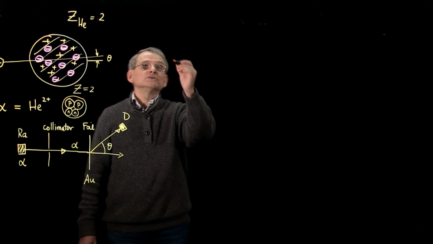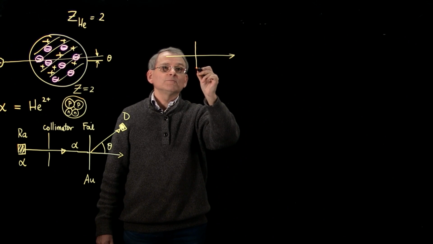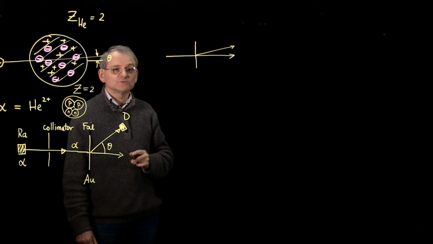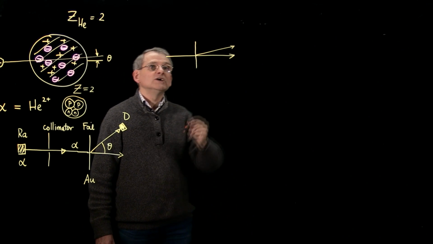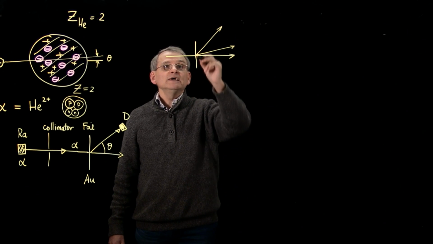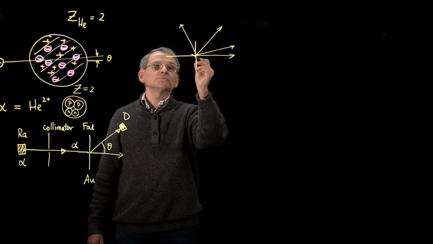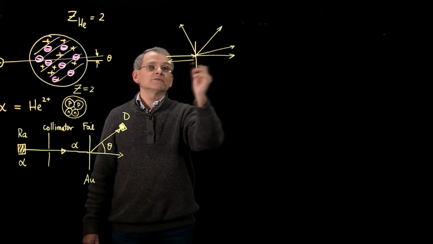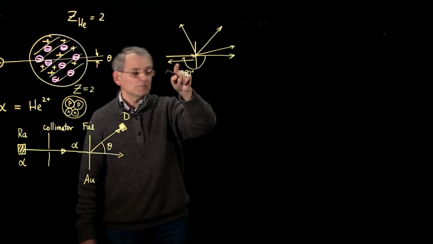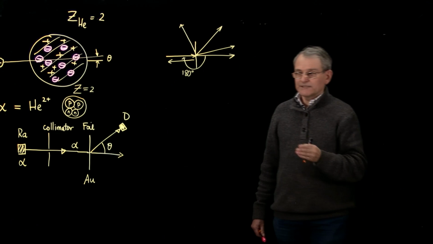And what he found was something quite remarkable. He found that, sure enough, some of the alpha particles went through. So here's our foil. But some were deflected through small angles. Well, of course, that's what the Thomson plum pudding model would have you believe. But surprisingly, some were deflected through larger angles. In fact, some were deflected through very large angles. And even more surprisingly, some were deflected through an angle of 180 degrees. In other words, they were back reflected. And this is referred to as Rutherford backscattering.